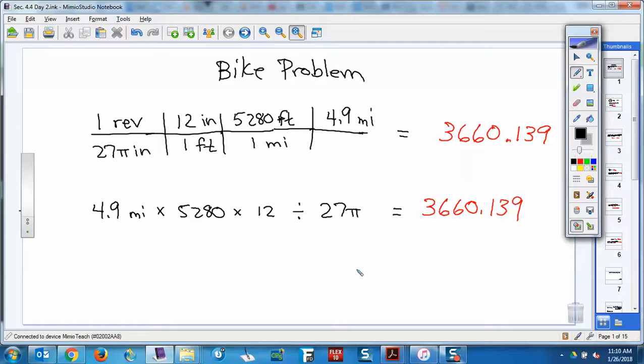I think where you probably got that was if you took 27 pi divided by 12 divided by 5,280, or if you had this flipped around, maybe the number comes out like 0.00133 something. Somewhere along the line you rounded something and then used that in a calculation, and that threw you off fairly significantly. It was like 150 rotations off because of rounding. Now on a 4.9 mile bike ride, maybe that number of rotations isn't huge, but it is fairly significant.